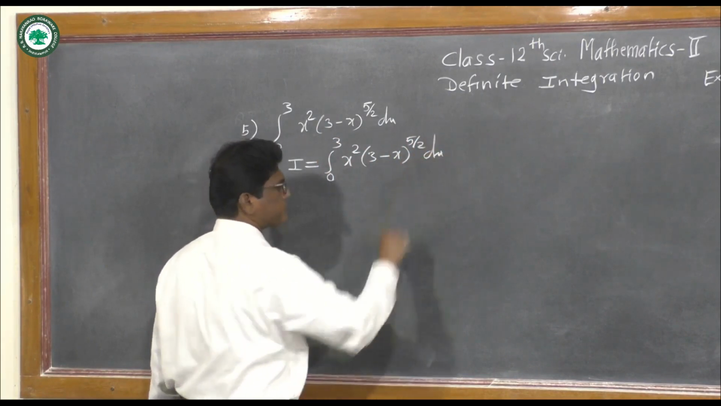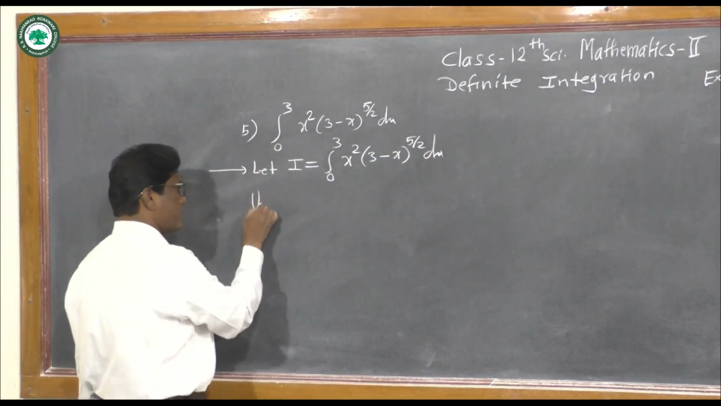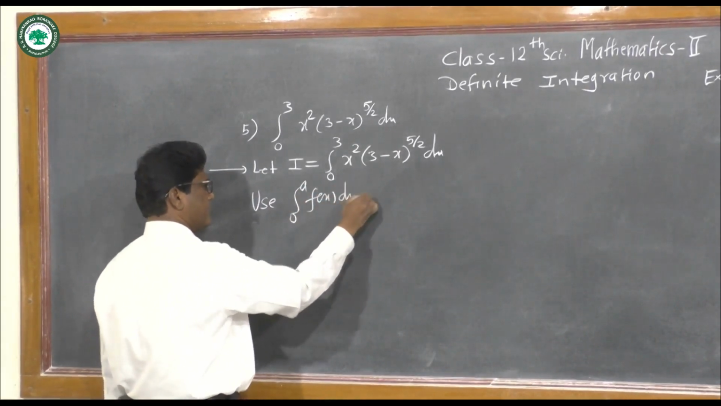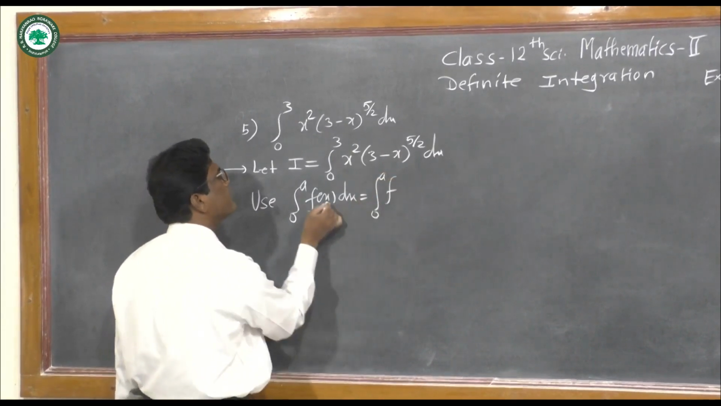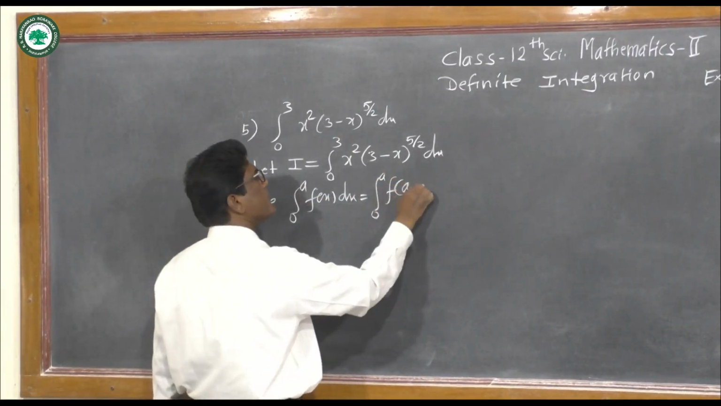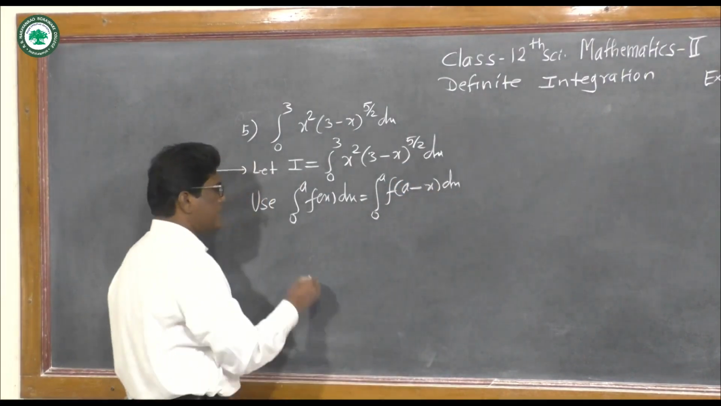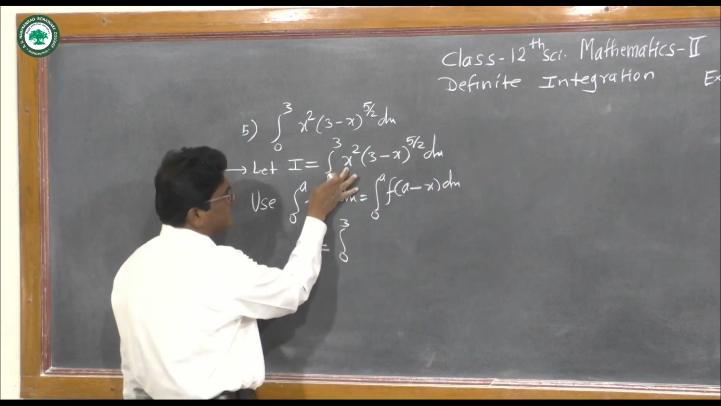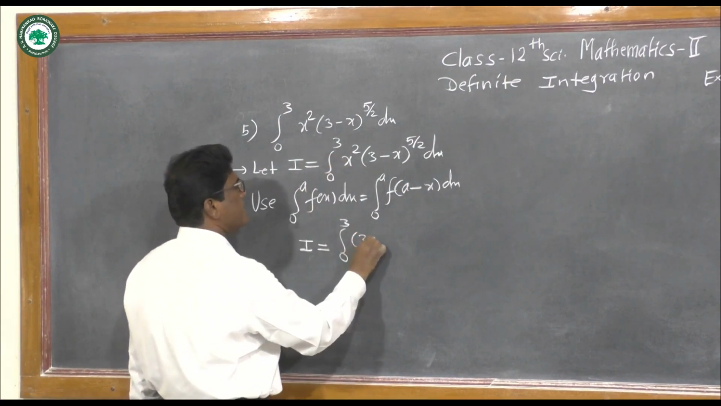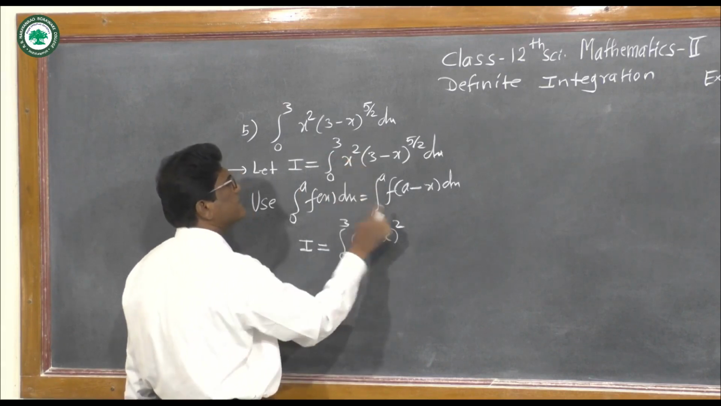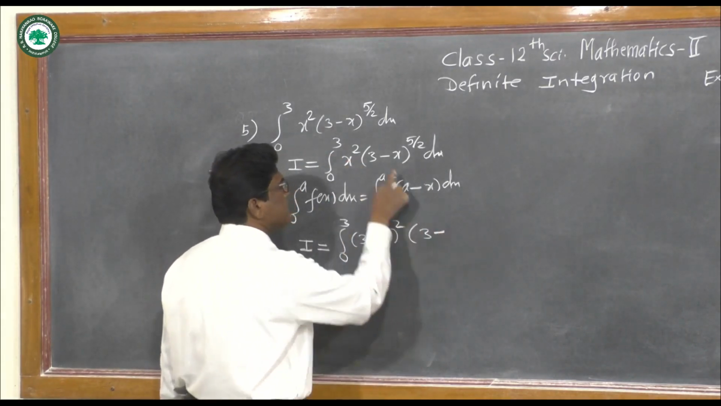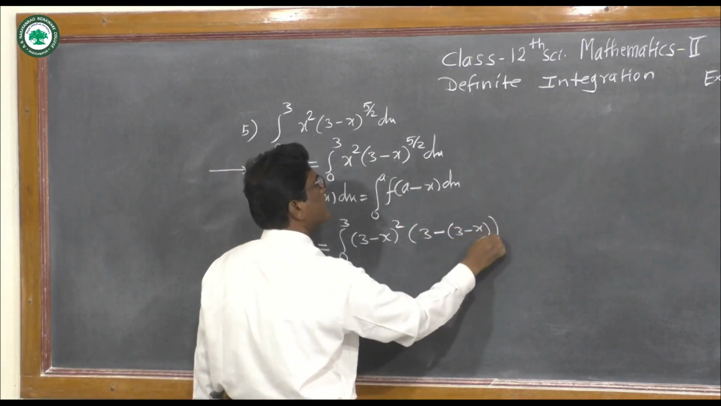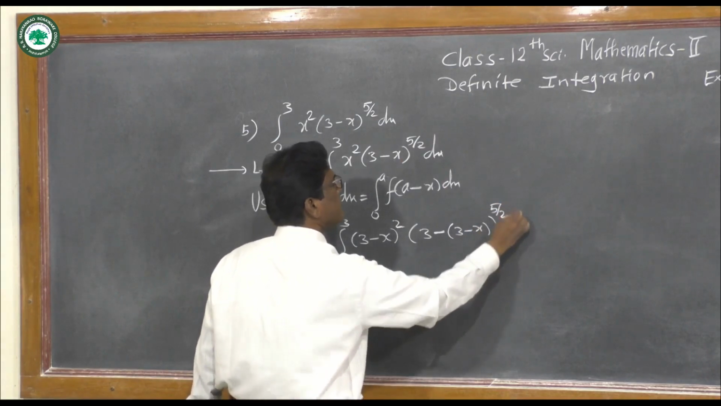Now use the same sixth property. Use here integration 0 to a f of x dx, it is equal to integration 0 to a f of, replace this x by a minus x. So a minus x dx. And so I is equal to integration 0 to 3. X is replaced by 3 minus x. So 3 minus x bracket square. These two as it is. 3 minus x is replaced by 3 minus x. We write in bracket 3 minus x, and power is 5 by 2 dx.